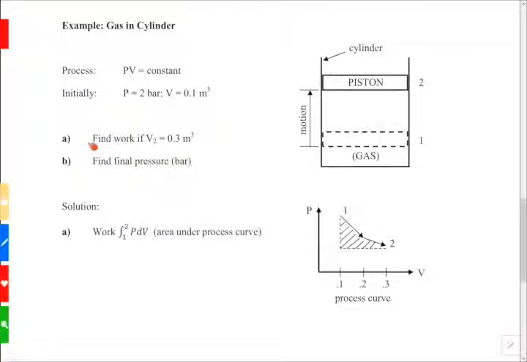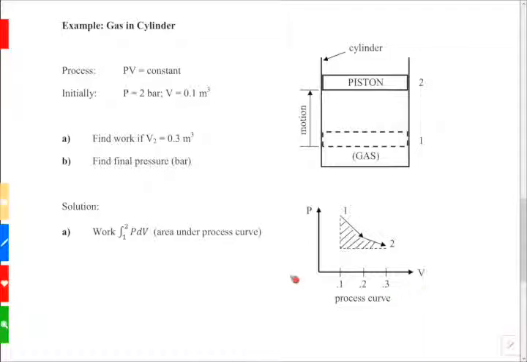And we're asked to find the work if the volume changes to this value, 0.3, which is 3 times the initial value. And in part B, we're asked to find the final pressure. The way we're going to do this is, part A, find the work. We're going to use the definition of work as the integral from 1 to 2 of P dV. This will give us the area under the process curve.